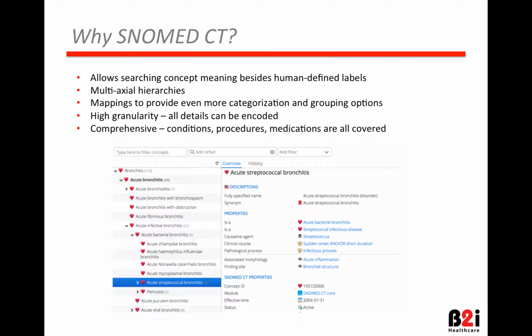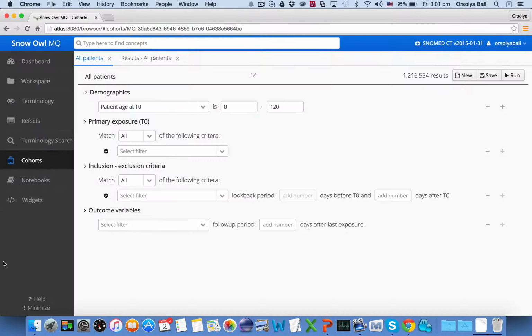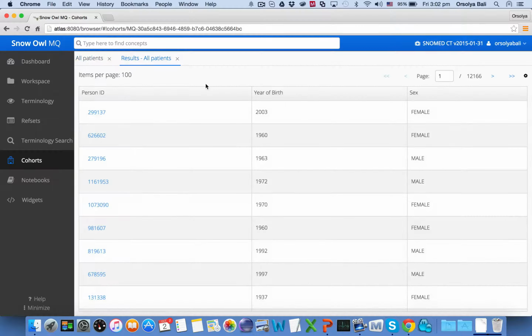So let's take a look at Sno-MQ and see how SNOMED CT is utilized for querying, searching and analyzing electronic health records. Currently, what we're looking at is a query that returns all the patient records that we have in the system, and all the patient records can be displayed in a very, very simple table view.